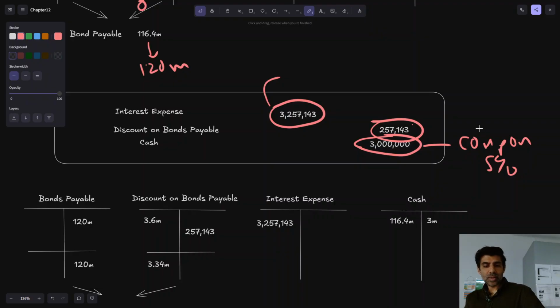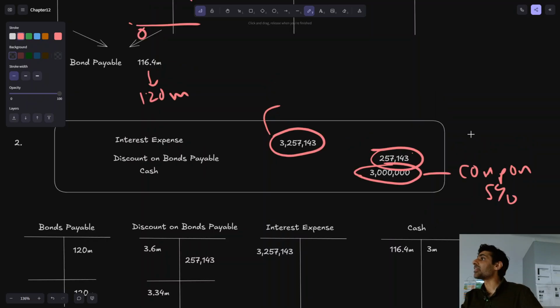Well, 5% of 120 million is 6 million. So this is the coupon, 5%. Even if you pay semi-annually, you still identify it as 5%. You don't divide it. So 120 million times 5% equals 6 million. And if you're paying semi-annually, that's $3 million per payment.